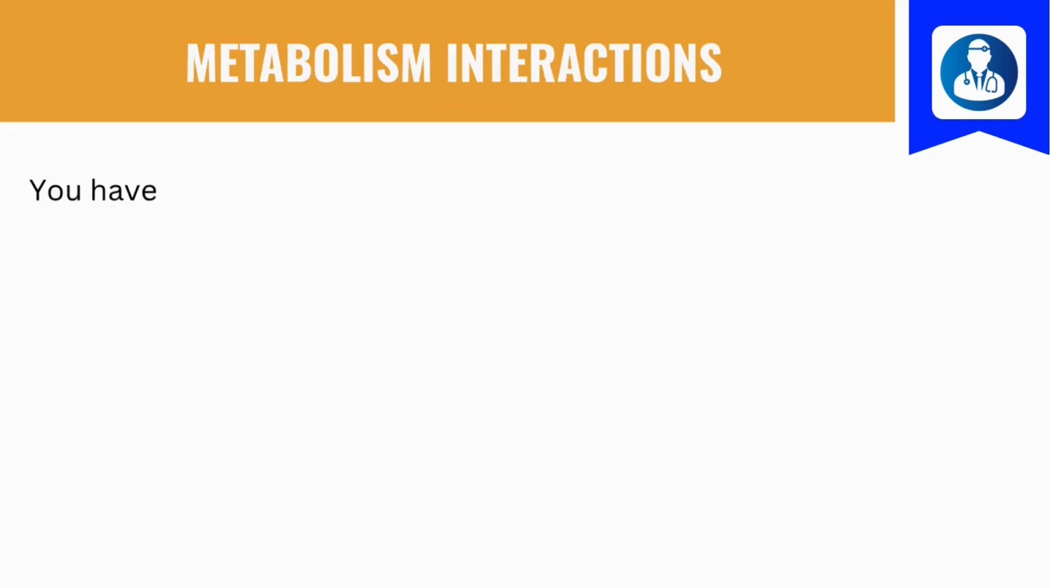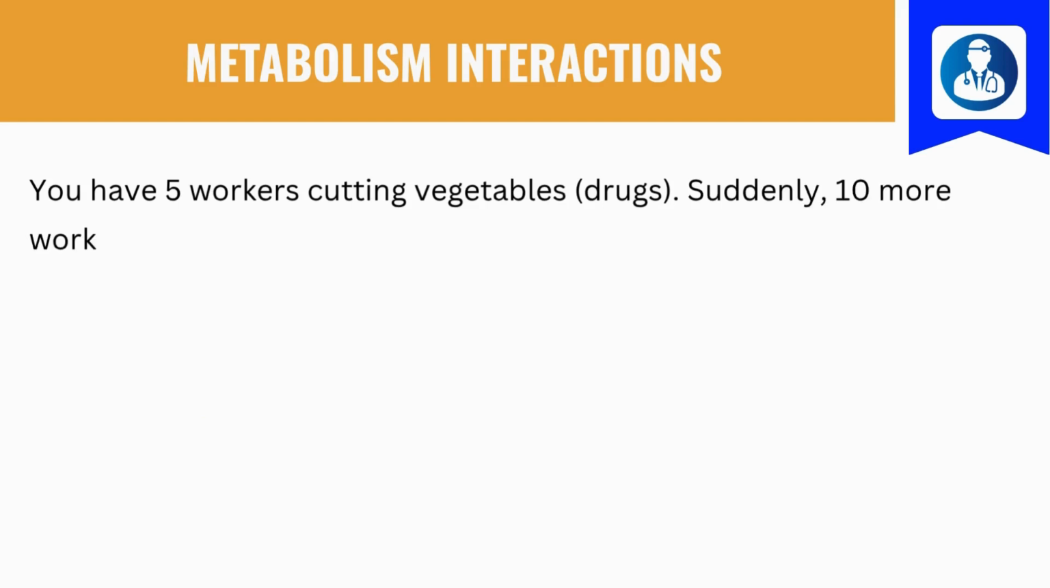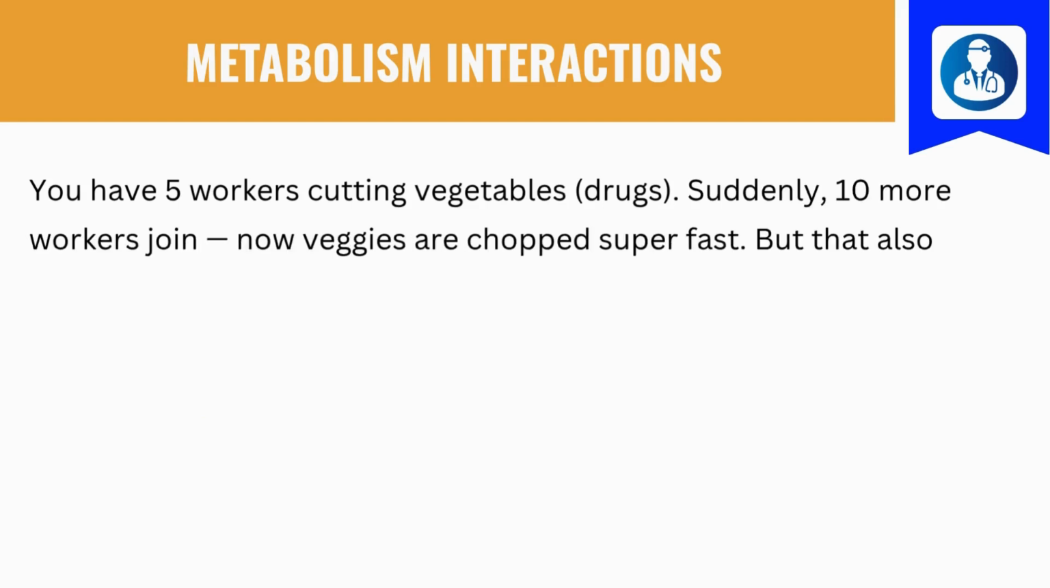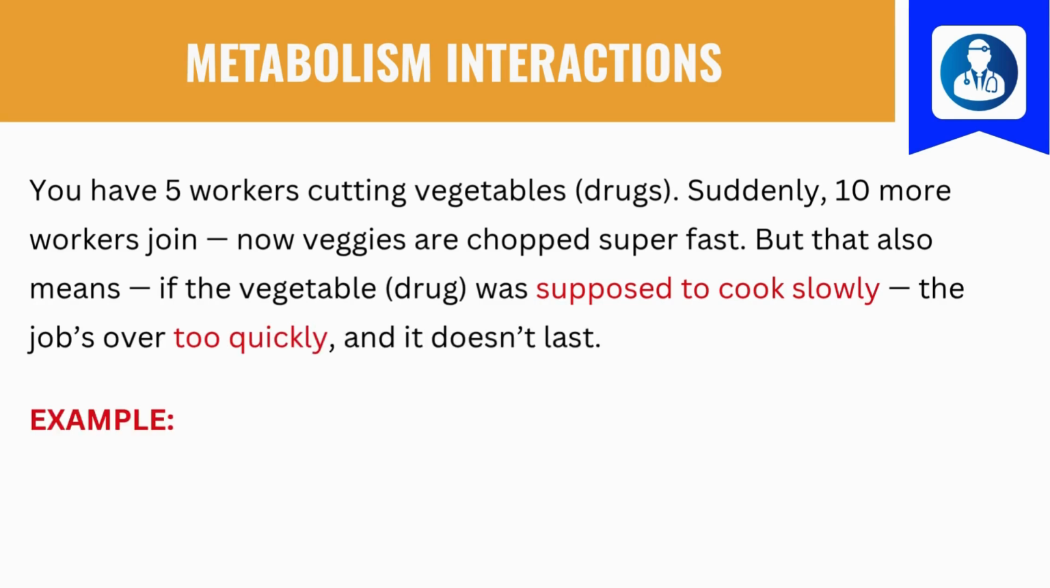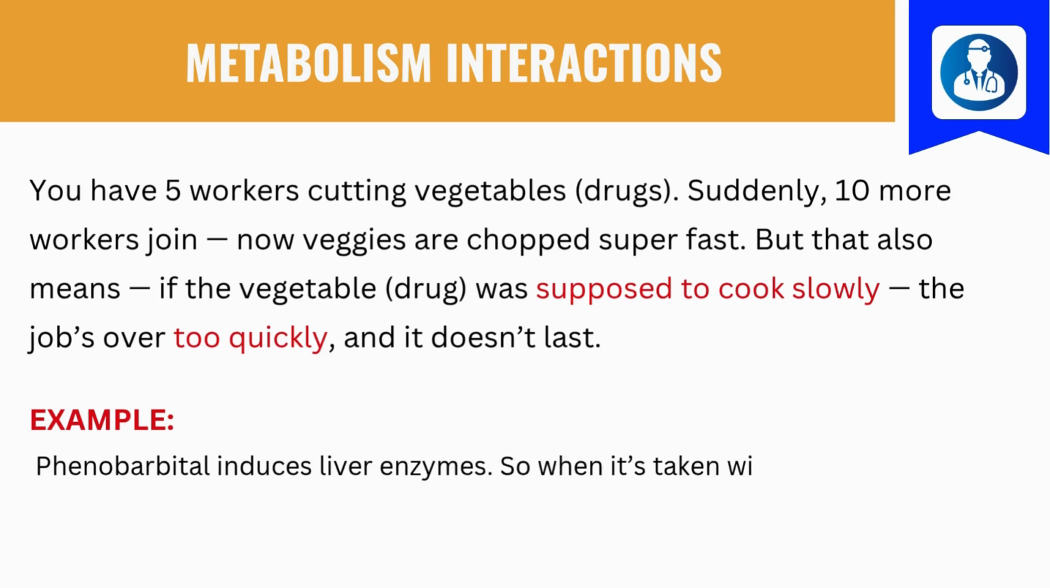warfarin. Real-life analogy. Imagine you have 5 workers cutting vegetables. Suddenly, 10 more workers join. Now veggies are chopped super fast. But that also means if the vegetable drug was supposed to cook slowly, the job's over too quickly, and it doesn't last. Example: phenobarbital induces liver enzymes.